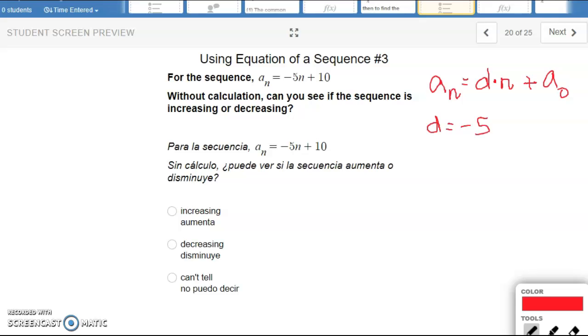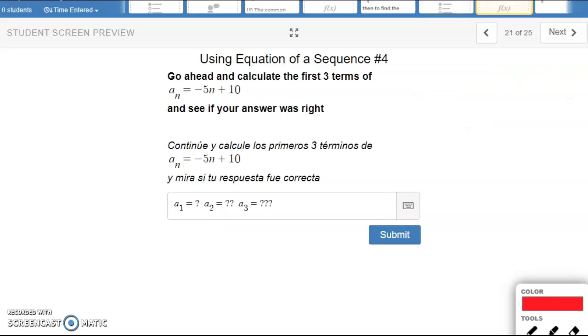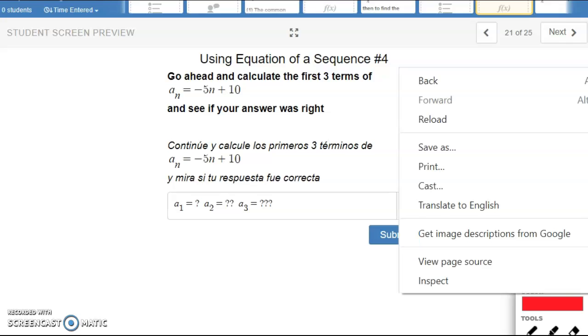If the common difference is negative 5, is the sequence going to be increasing or decreasing? It's decreasing because you're adding a negative number, so the numbers are going down. Okay, and the next card asks you to go ahead and calculate the first three terms of a of n is equal to negative 5n plus 10. So let's start with a sub 1.